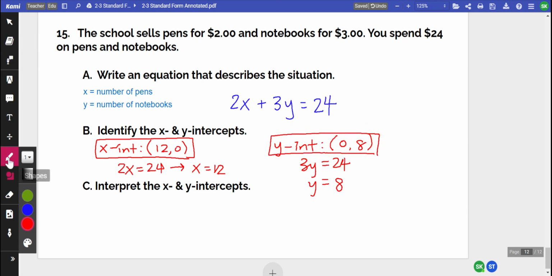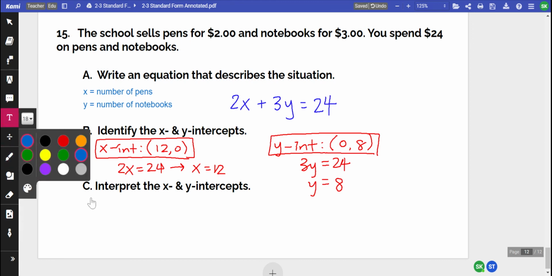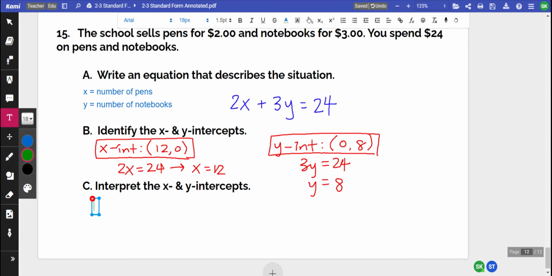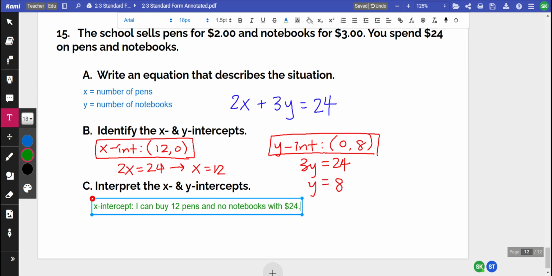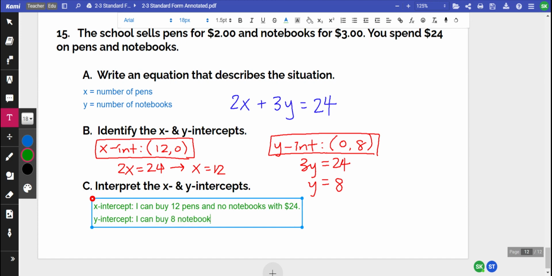All right, last part. Let's interpret the x and y intercepts. Since x is the number of pens and y is the number of notebooks, that means I can buy 12 pens and no notebooks with $24. For the y-intercept, something similar. Since we have the point 0, 8, that means I can buy 8 notebooks and no pens with $24.